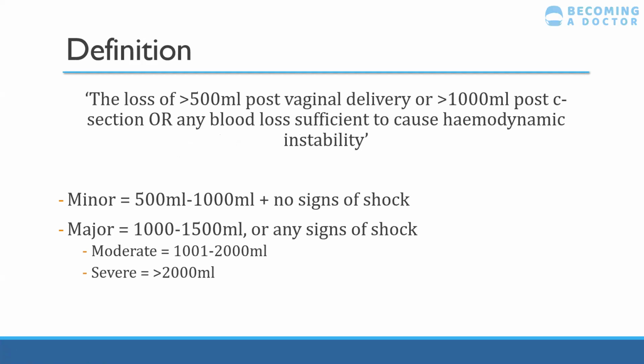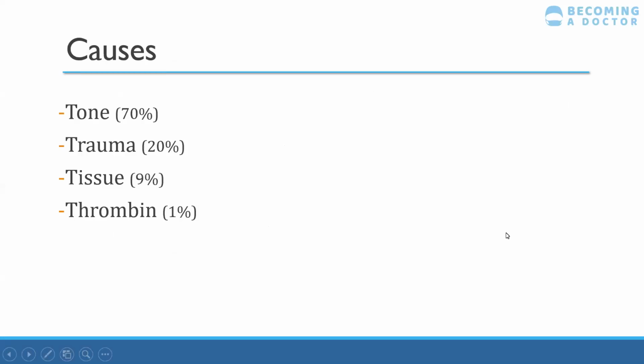So PPH is more than 500 mils post-vaginal delivery or more than a litre post-C-section, or if there's any signs of hemodynamic shock. You've got minor and major, so minor is 500 to 1,000 post-PV, no signs of shock, and then major is 1 to 1.5 litres, split up into moderate and severe. Primary PPH is within the first 24 hours after delivery, and secondary PPH occurs from 24 hours all the way up to 12 weeks after birth, so both of those count as PPH.